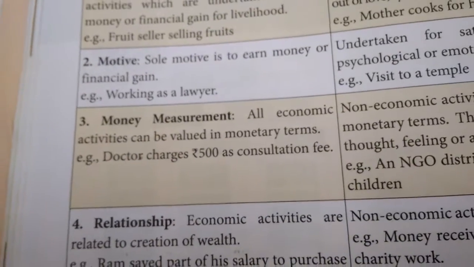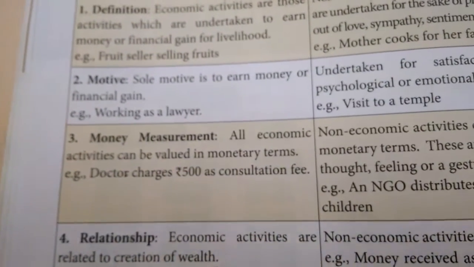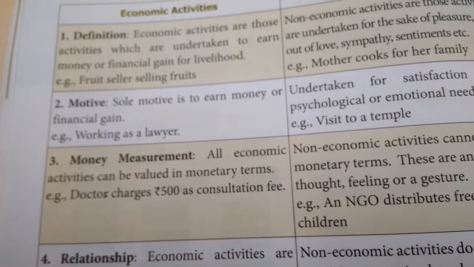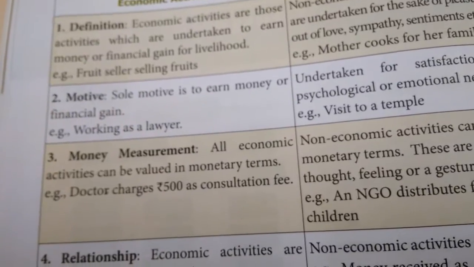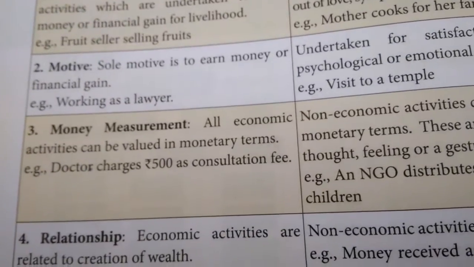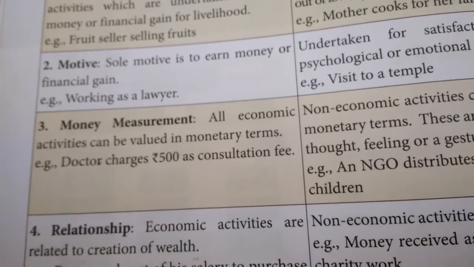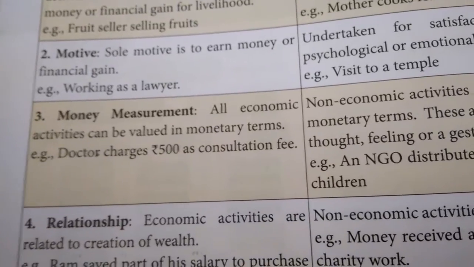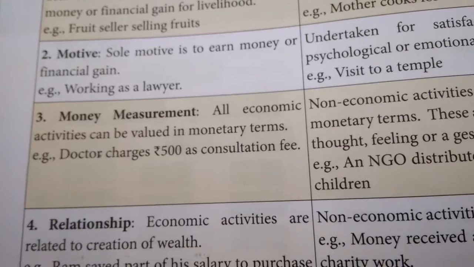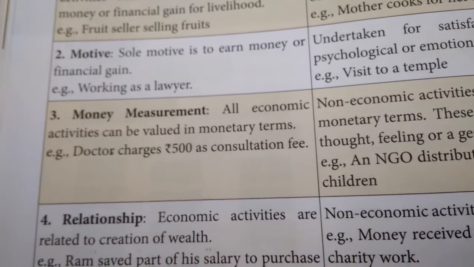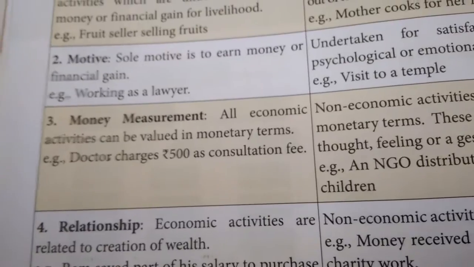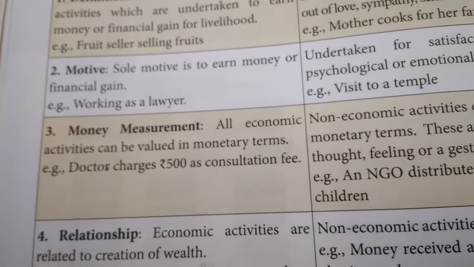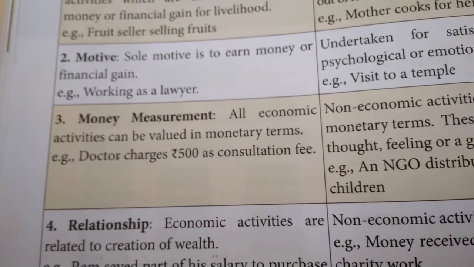And money measurement: how will the economic activity be measured? All economic activities can be valued in monetary terms. For example, a doctor charges 500 rupees as consultation fees from a patient. Normally, if a person goes to work, he will get remuneration in the form of salary or wages. So the value of the economic activity is measured in the form of money.